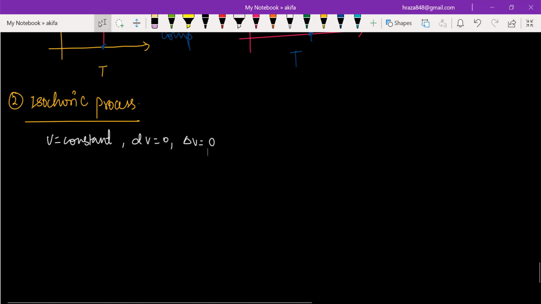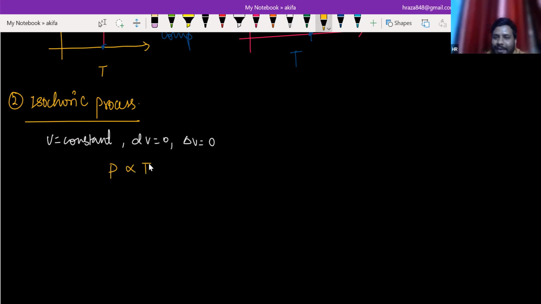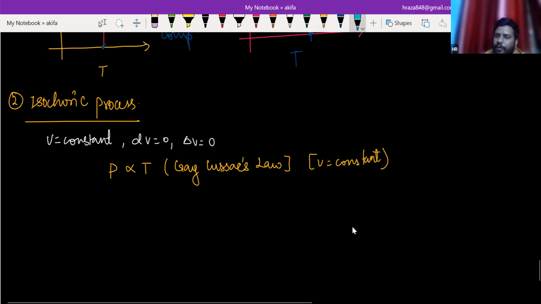Yes. Now see, P directly proportional to T, which gas law is this? Can you tell me? Gay-Lussac's law. Why did I take this one? Because in this law, volume and number of moles are constant, and we need volume constant. Why did I take Boyle's law in the previous question? Because in that, temperature is constant.